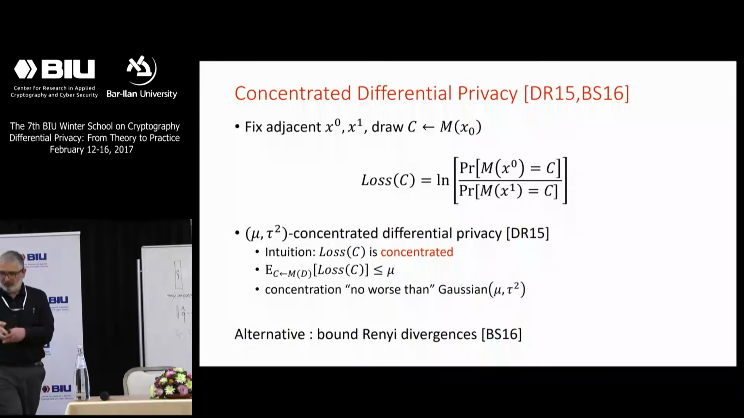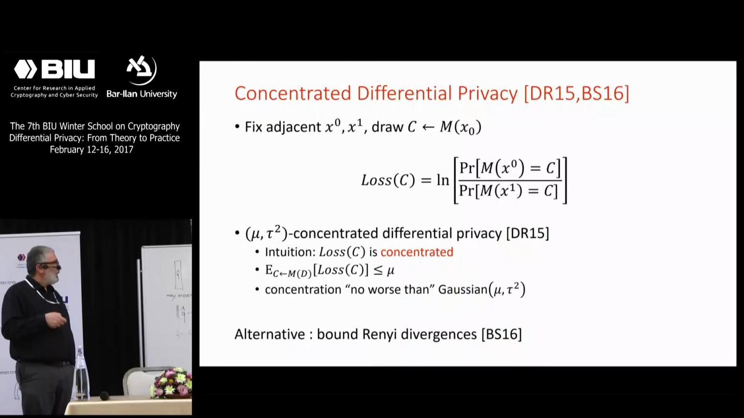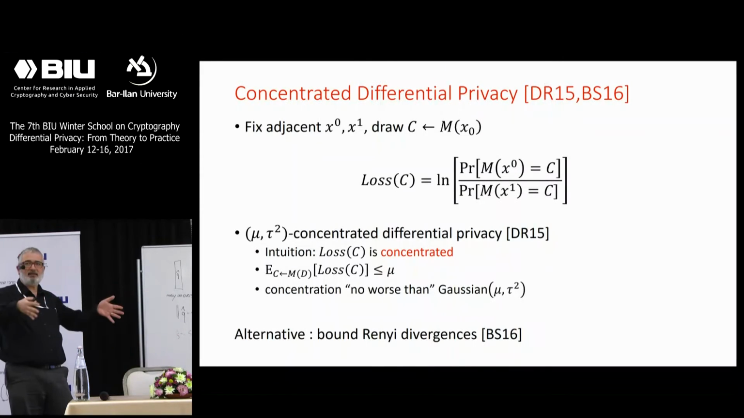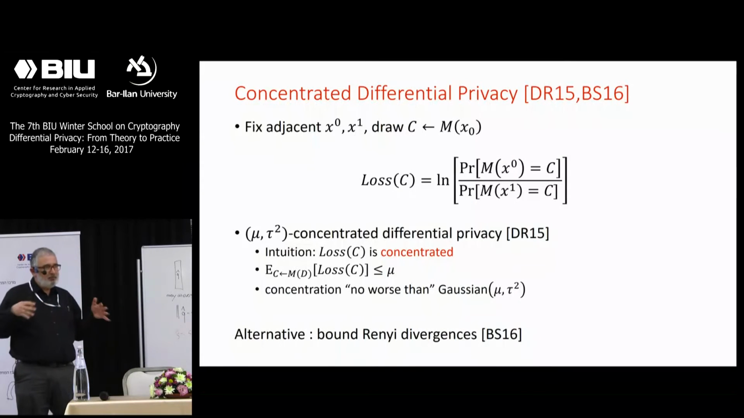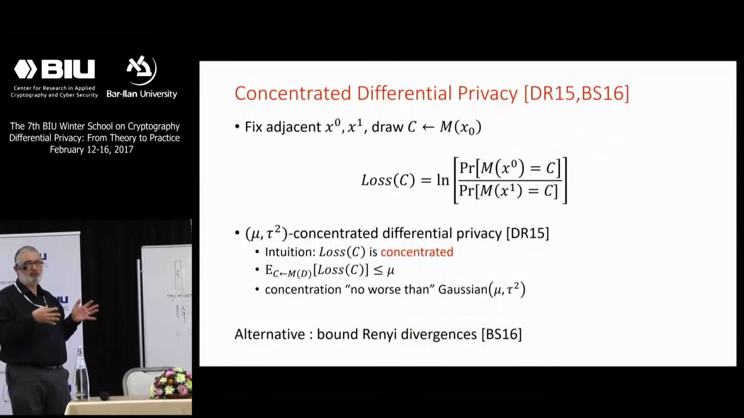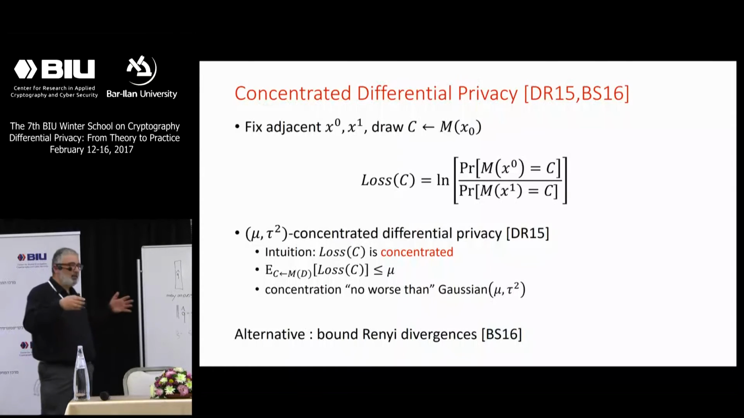Okay, and now I'll say a few words about concentrated differential privacy. So let's look at this loss variable again. Differential privacy requires that this loss parameter is bounded between minus epsilon and epsilon, or bounded with high probability, but maybe we can relax that a little. Let's only require that this is concentrated, that it's not too wild, in a sense.